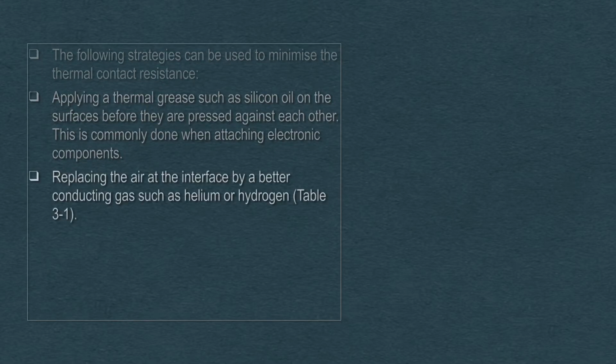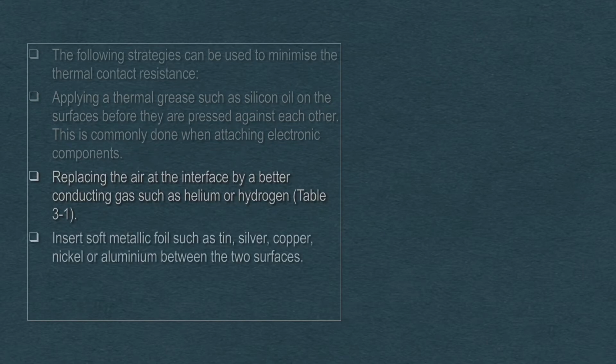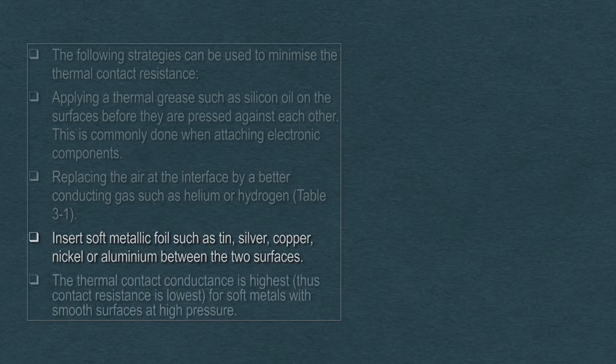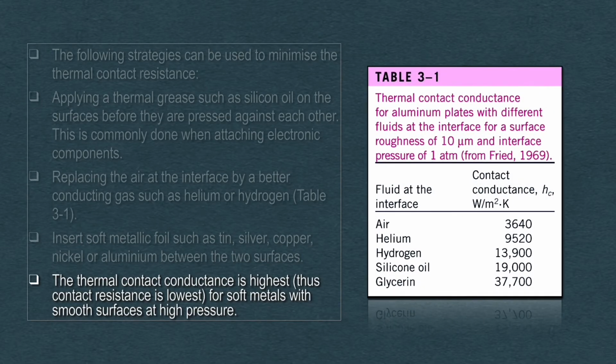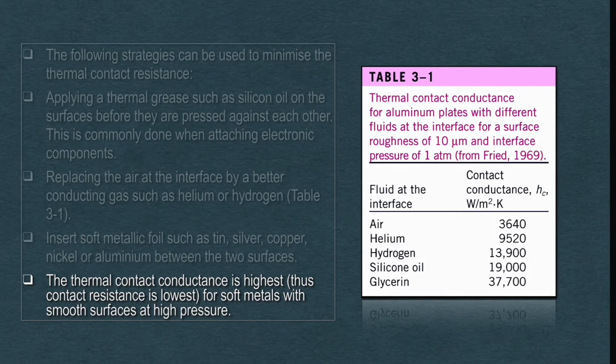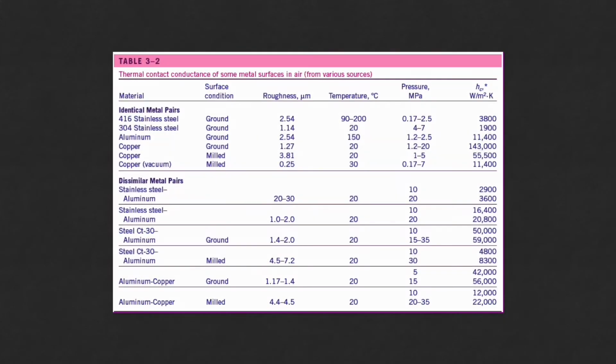The thermal contact resistance can also be reduced by replacing the air at the interface with a better conducting gas such as helium or hydrogen, as shown in Table 3.1. Table 3.2 shows some experimental results for the contact conductance between similar and dissimilar metal surfaces for use in preliminary design calculations. Note that the thermal contact conductance is highest for soft metals with smooth surfaces at high pressure.